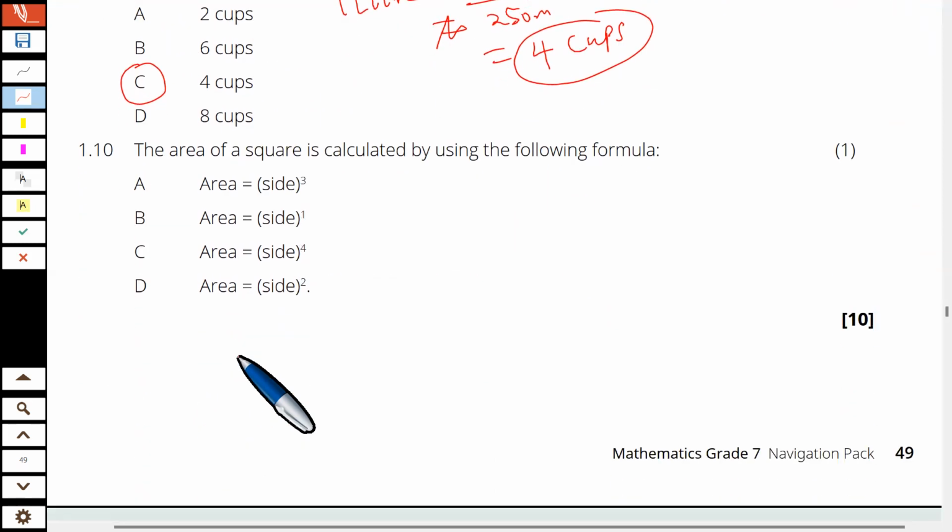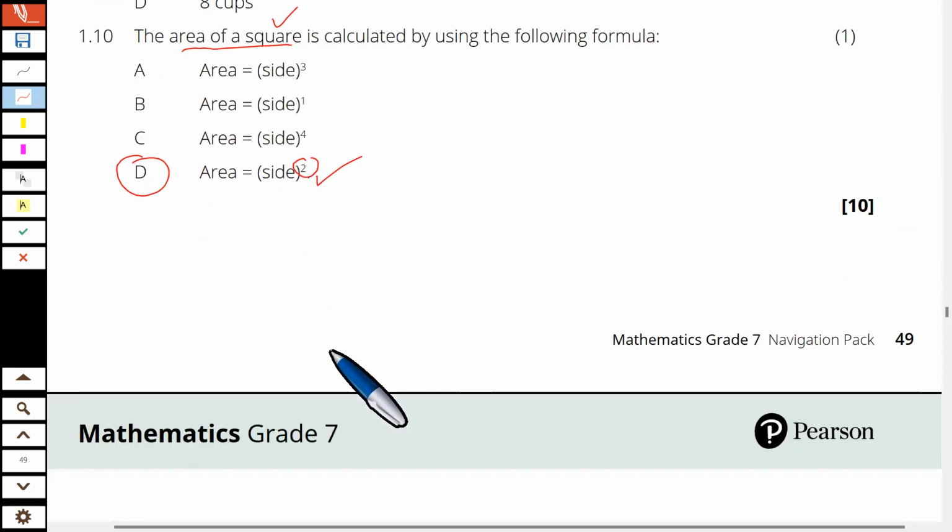1.10. The area of a square is calculated by using the following formula. Which one? A, area is side cubed. B, area is side to the power 1. C, area is side to the power 4. D, area is side squared. Which one is it? What do you think? I think it is area side cubed. Okay, that's fine because you're practicing, but always remember that the area of a square is the side squared, because it is a square, so it is squared. Okay, right. So next question.